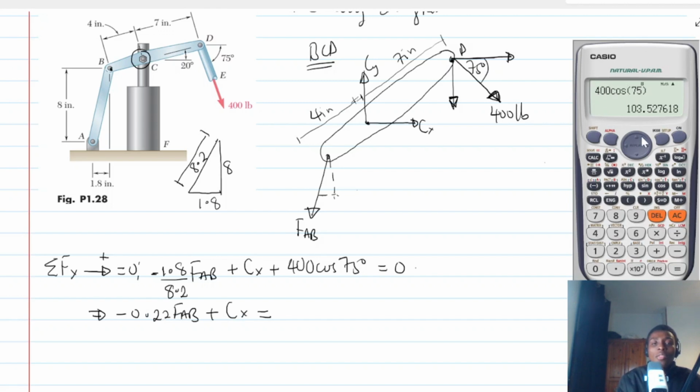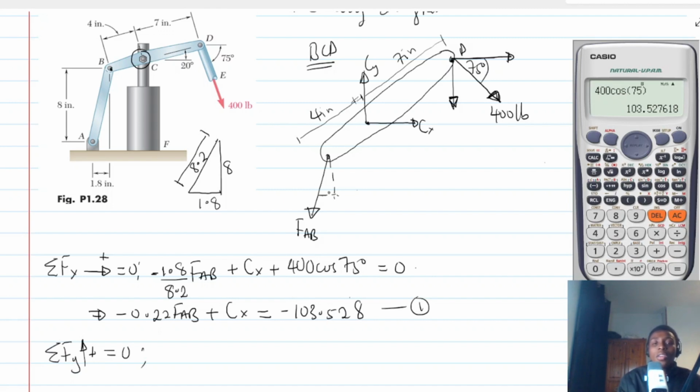So minus 103.528. Call this equation 1. Again, let's sum forces in the y. Every force going up is positive, should be 0.